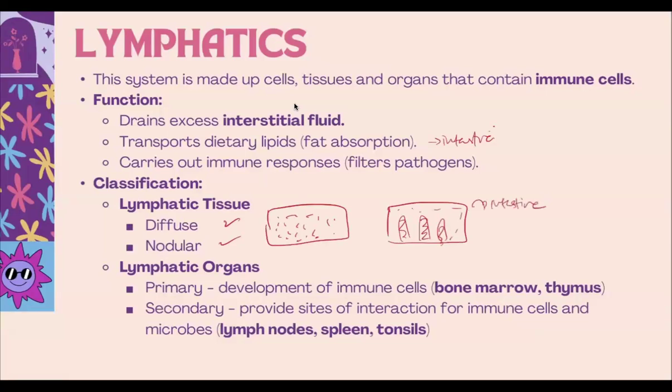Then you have lymphatic organs. Lymphatic organs can be primary or secondary. Primary is where immune cells develop. So for that, you have the bone marrow and you have the thymus. Bone marrow for B cells, thymus for T cells. Secondary organs are where immune cells can come to fight off infections or antigens and so on. So that's lymph nodes, your spleen, and your tonsils. Very important to know these organs.